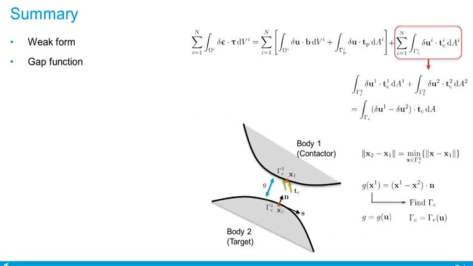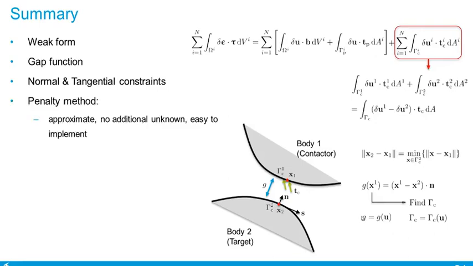And this gap function and gamma c, they are functions of displacement solution U. And we talked about the normal and tangential direction constraints, and the penalty method, which is an approximate method where a certain degree of interpenetration is allowed. And the good thing about the penalty method is that we do not have any additional unknown, and it's very easy to implement. However, we need to be careful with the penalty stiffness.